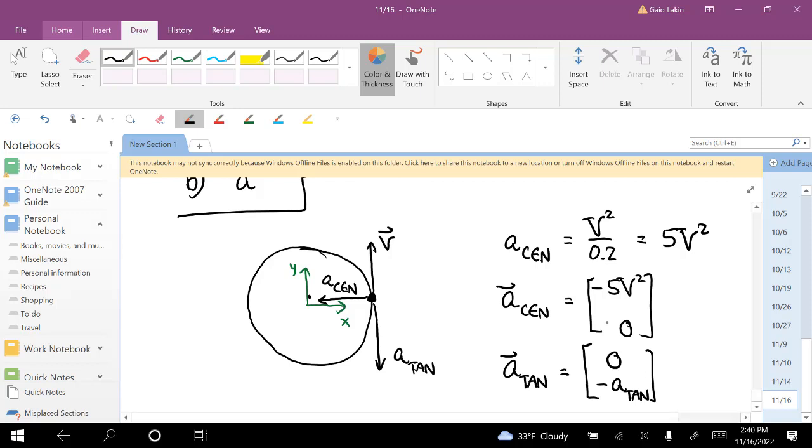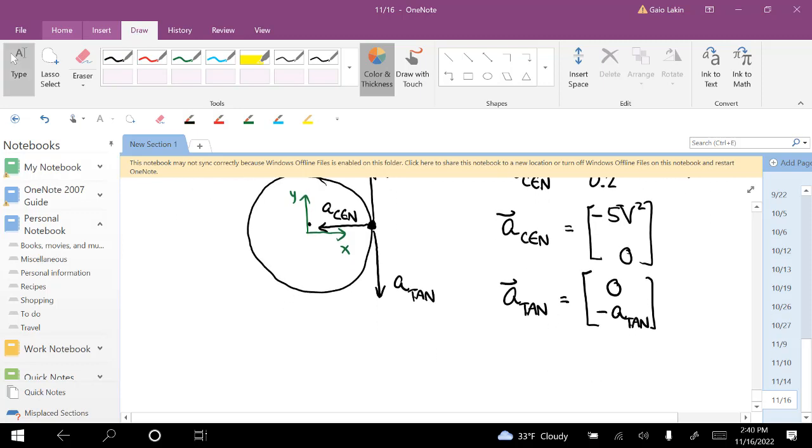Well, this is as far as we can get right now for coming up with the parts of the acceleration. Let's put them together into the total acceleration. So A for now is negative 5v squared for x, negative a tangential for y. And we're going to have to come up with those variables v and a tangential in order to finish this vector.